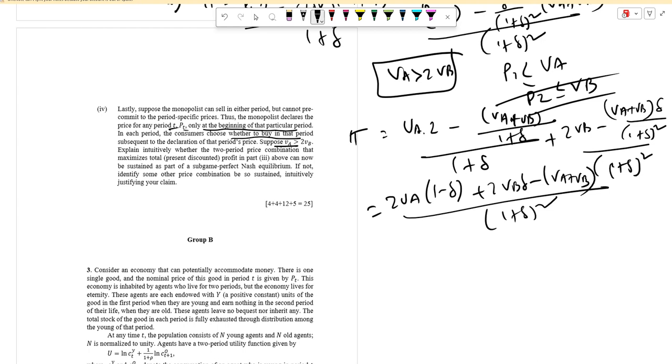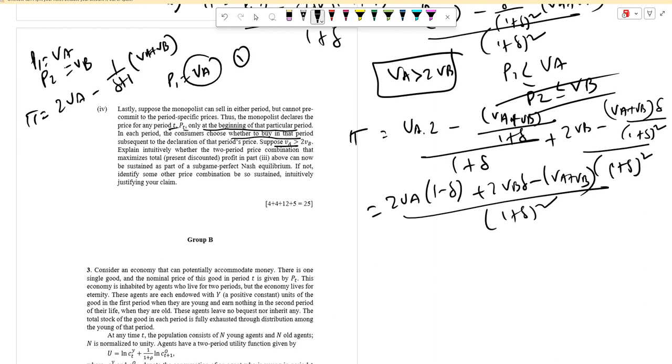So P1 equal to VA and P2 equal to VB. So P1 equal to VA in period 1, and period 2 the monopolist chooses, he gets pi equal to 2 VA plus VB. So this price combination cannot be sustained as a part of the sub-game perfect Nash equilibrium because the monopolist charges P1 equal to VA in period 1 and the consumer will buy. Then in period 2 if the monopolist charges P2 equal to VB, the consumer will not buy because the valuation is less in this period.